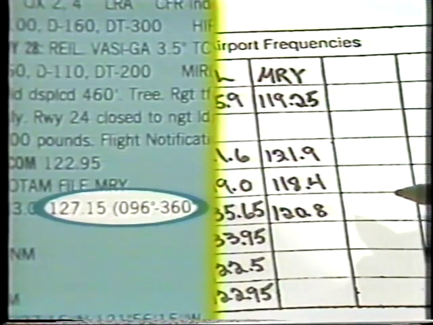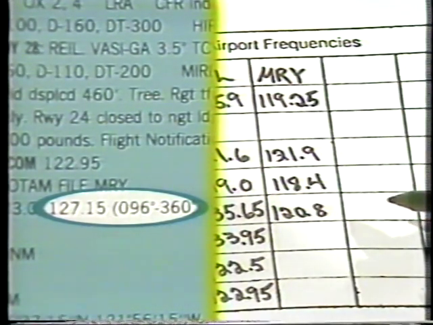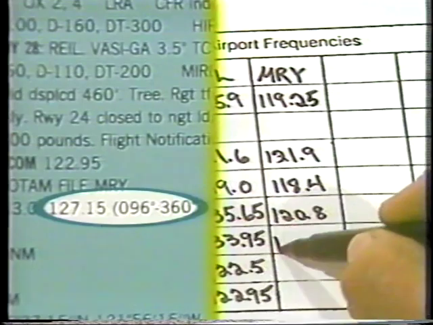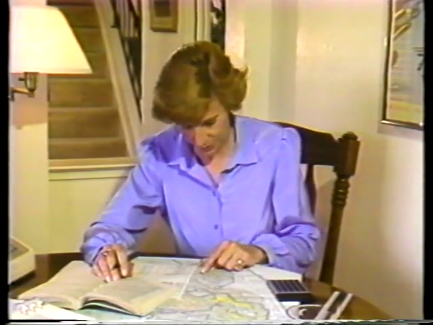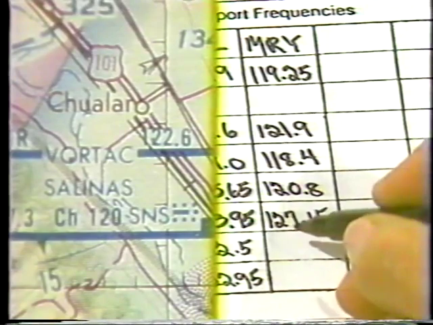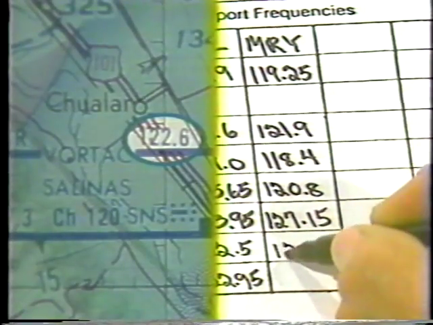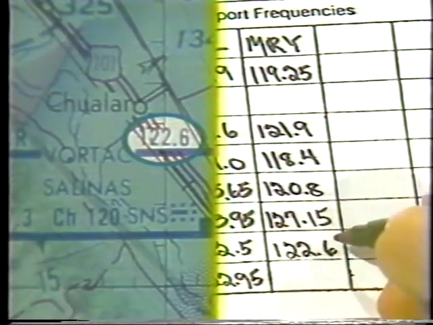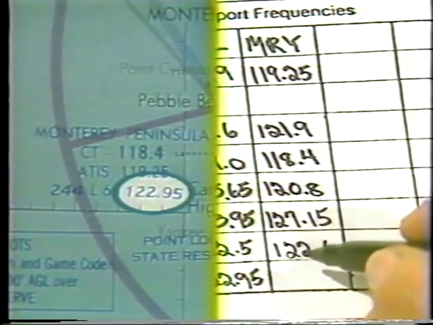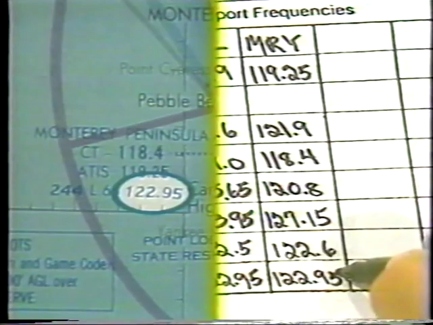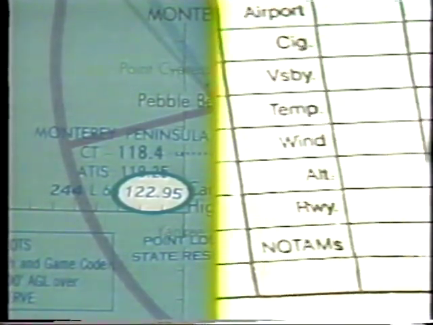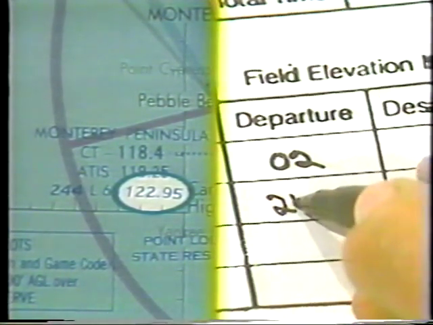Approach control frequency for the inbound heading of 178 degrees is 127.15. Once again, we refer to the chart for the correct flight service station frequency. Salinas frequency is 122.6, and Unicom frequency at Monterey is 122.5. We'll also enter the Monterey Airport elevation of 244 feet.